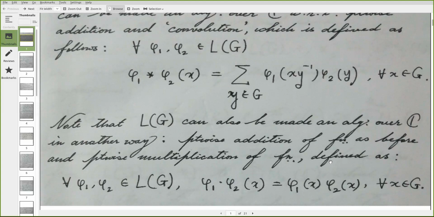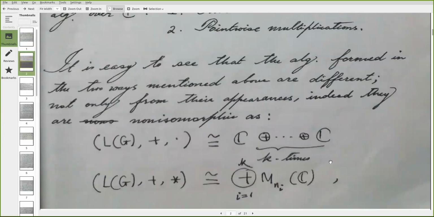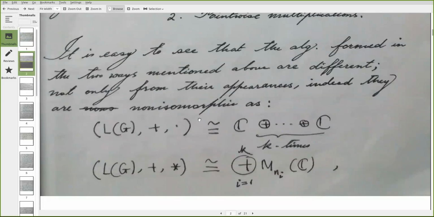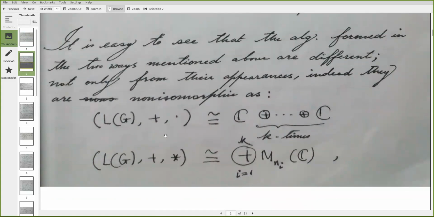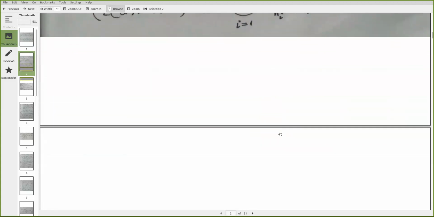Not only are they different by their appearances, their structure is also not the same. As I said, the algebra LG with respect to pointwise addition and pointwise multiplication is the same as dealing with a tuple of complex numbers. So actually this is isomorphic to that. Whereas we have already seen that with respect to the convolution, the group algebra is isomorphic to this, where these ni's are given by the following.